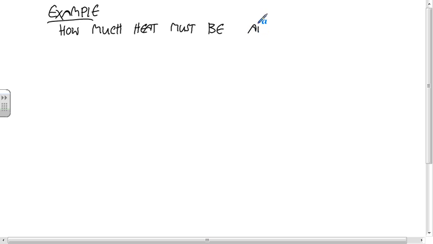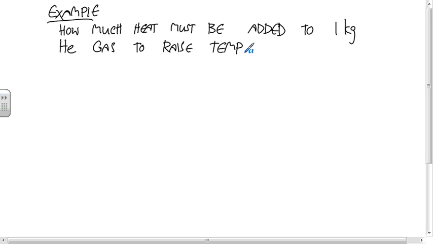Here's an example problem. How much heat must be added to 1 kilogram of helium gas to raise the temperature 1 degree Celsius?